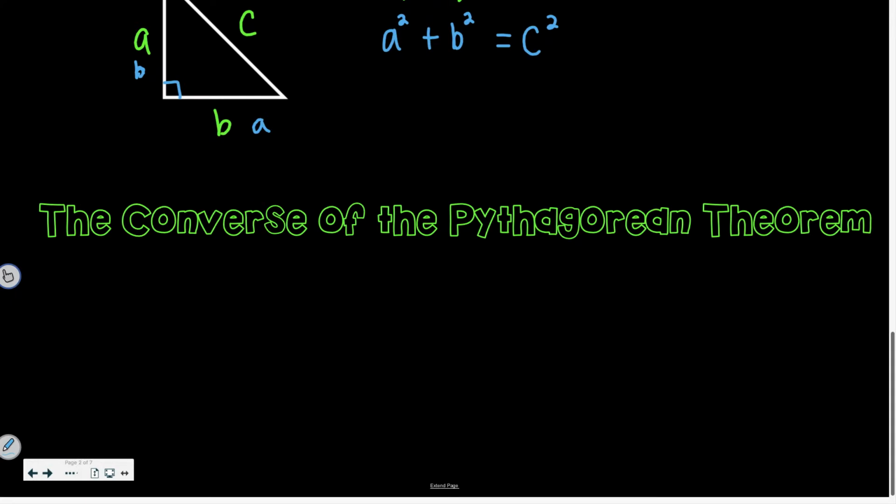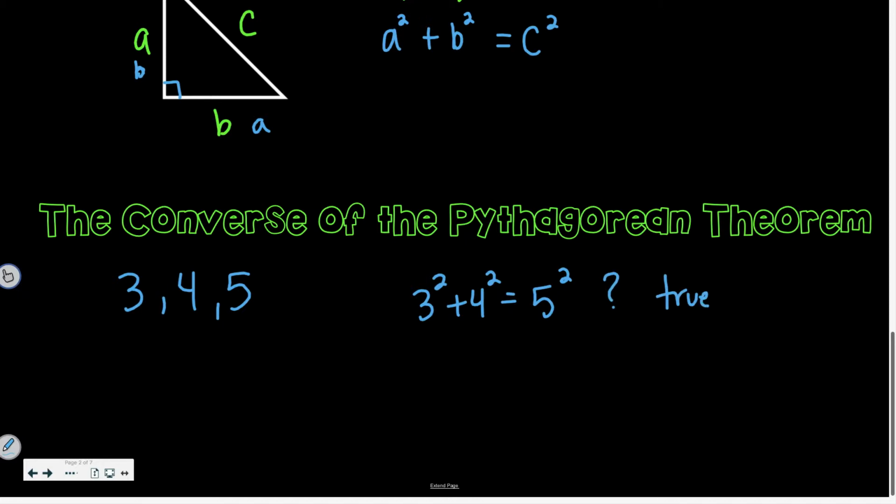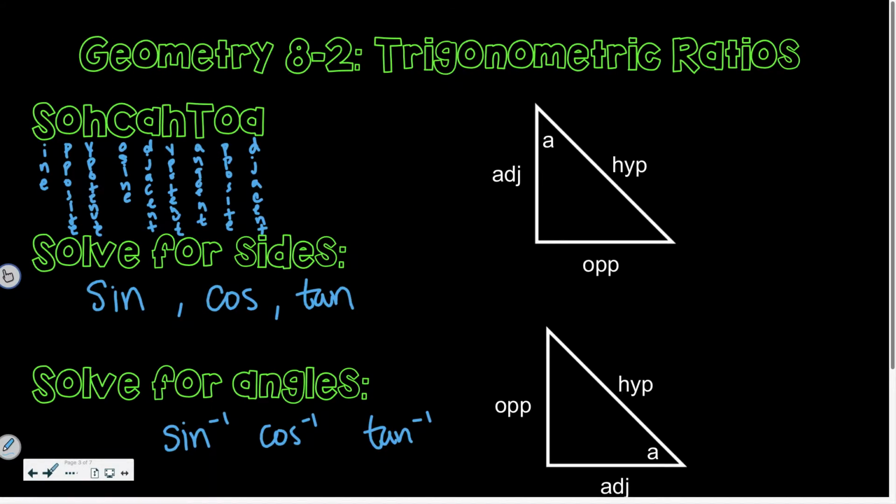And then the converse of the Pythagorean theorem, that's when I give you 3 numbers, 3 side lengths, and I say, do they form a right triangle? You ask, what is our biggest number? That's 5. I'm going to put that by itself, and then put the other 2 sides together. Then you see, is this true? If it's true, then it's a right triangle. If it's false, it is not a right triangle. Okay, so that's 8.1.